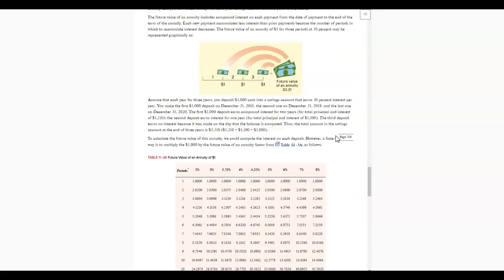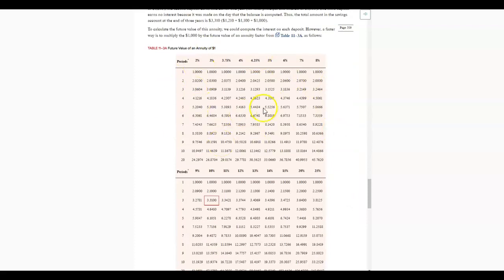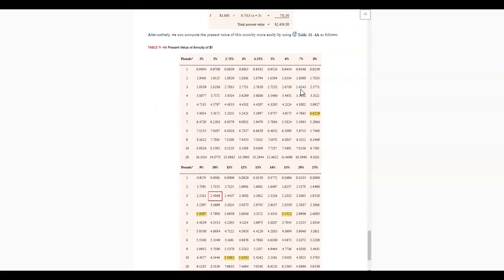And then there's future value of an annuity. An annuity is simply a series of payments, but we're not going to do any future values. And then there's present value of an annuity. This is the table that we'll use for a series of payments.